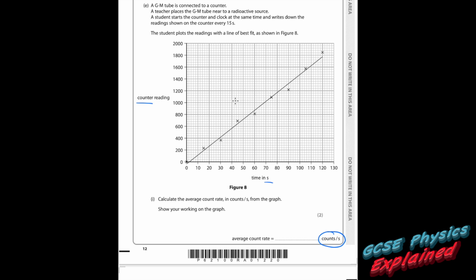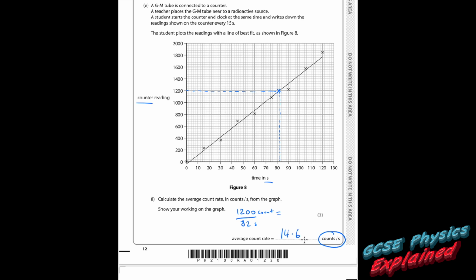So if we just take something convenient like that point there, that's going to be 1200 divided by 82. And that'll equal 14.6.